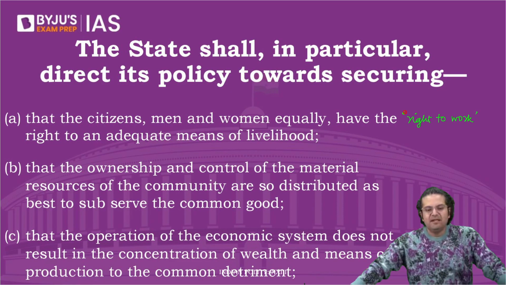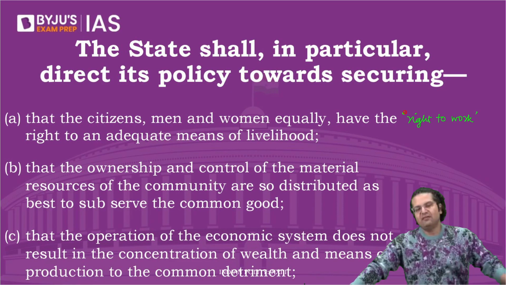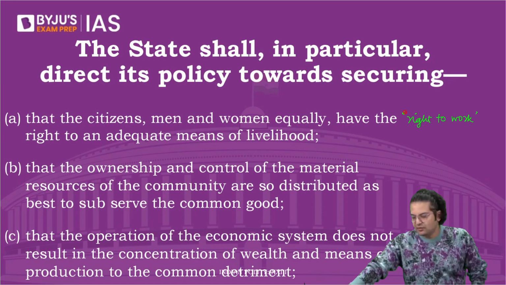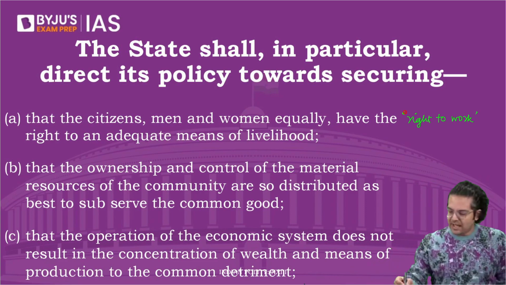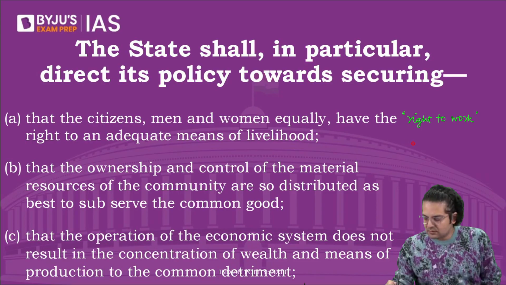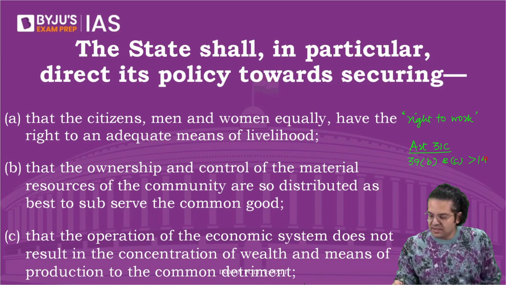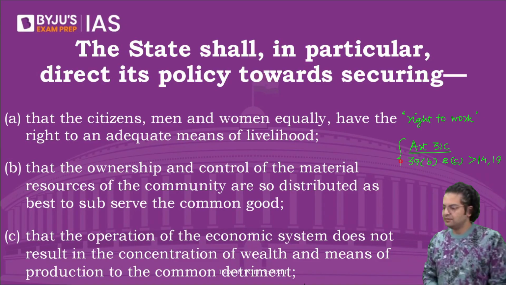39B and C. Please tell me 39B and C are given precedence over which two fundamental rights? 39B and C have been given precedence over which two fundamental rights? Okay, absolutely correct. As per Article 31C, 39B and C have been given precedence over 14 and 19, right?